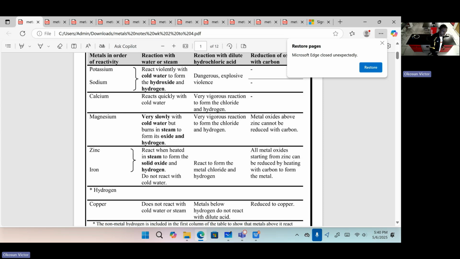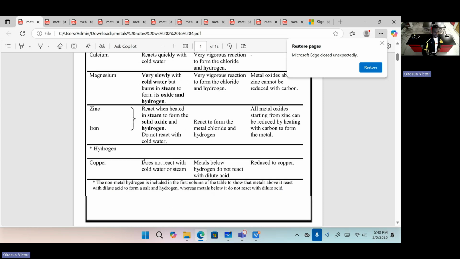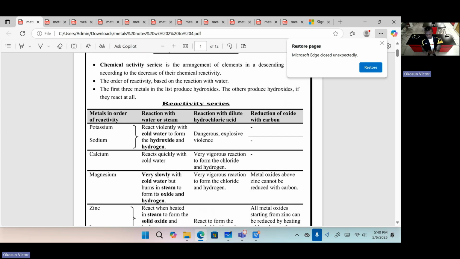Please stop calling Mark. It is arranged like that according to reactivity. Now, when we talk about reaction with water and reaction with acid, we are using hydrochloric acid, for example.